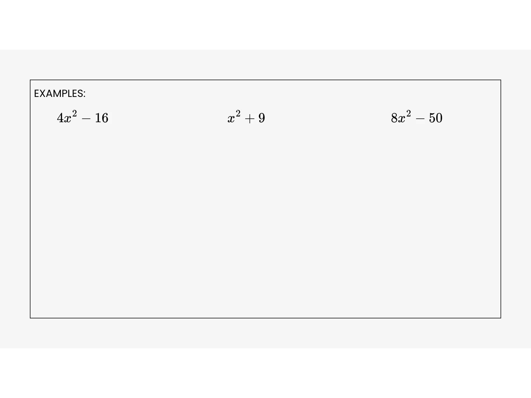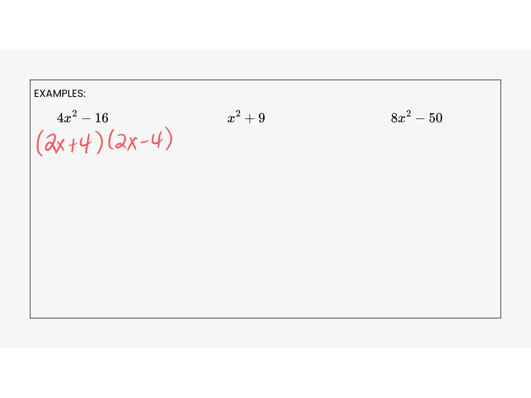Okay, 4x squared minus 16. So again, we see a perfect square and a perfect square and a minus sign in the middle. So this is also difference of squares. So 4x squared, the square root of that is 2x. 16 is 4. So it's going to be 2x plus 4, 2x minus 4.